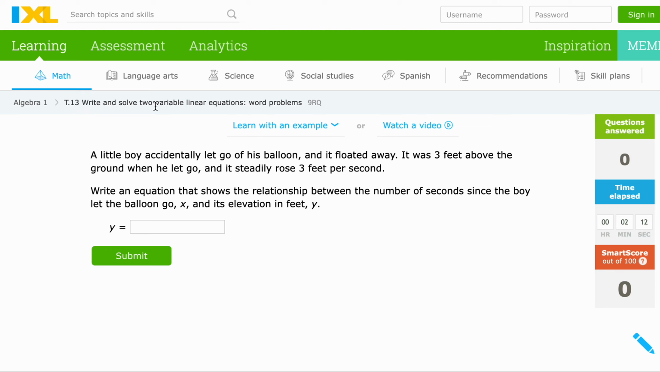Examples of write and solve two variable linear equations using word problems on iExcel. I don't know if you know about this, a little tool in the bottom right hand corner. It gives you the ability to write out your work on the screen. So I'm going to choose my highlighter so that as I read, and if you click it, it turns different colors, I can highlight some things that are important.